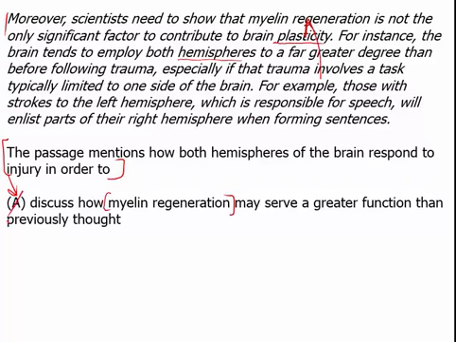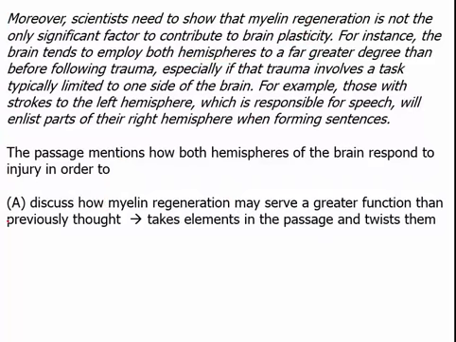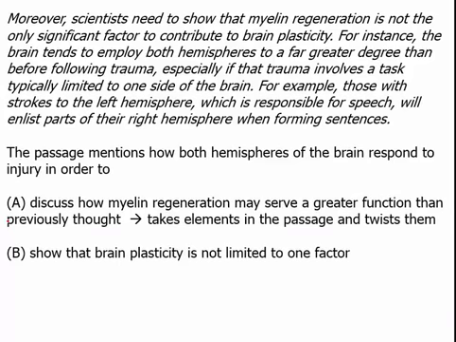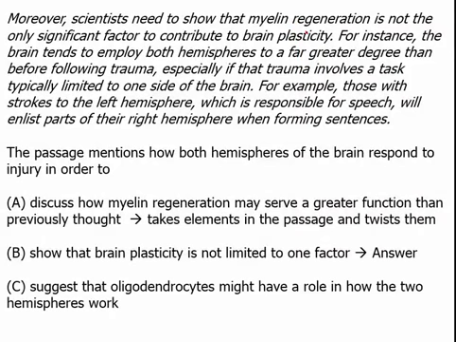And therefore, A doesn't impart the right meaning, but takes elements in the passage, familiar words, and twists the meaning. Let's look at B. Show that brain plasticity is not limited to one factor. It's not limited just to myelin regeneration, but to how the hemispheres communicate. So therefore, we have our answer. But we're going, of course, for wrong answer traps. So let's look at the other answer choices.